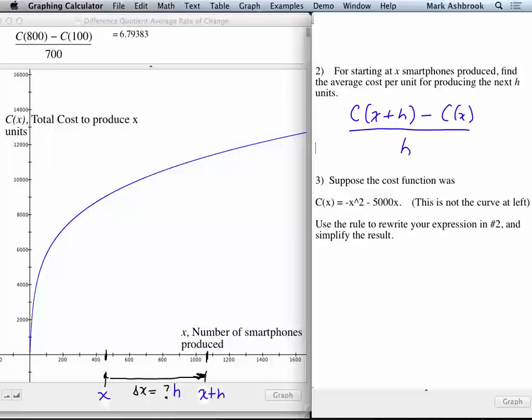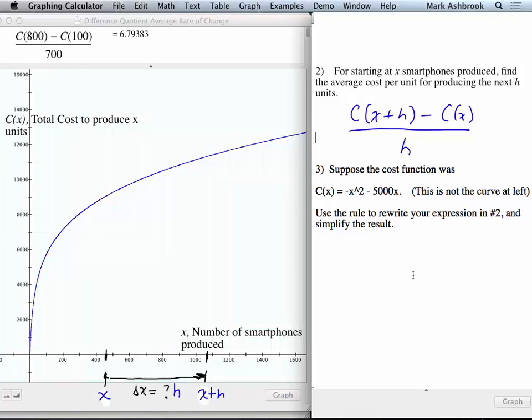Okay, now suppose that cost function was negative x squared minus 5,000x. That's actually not the curve it was, but it will do for our example, okay? So there's our actual cost function that gives us the cost for producing X smartphones. So we want to rewrite the difference quotient using the rule, okay? Using the rule, rewrite the difference quotient.